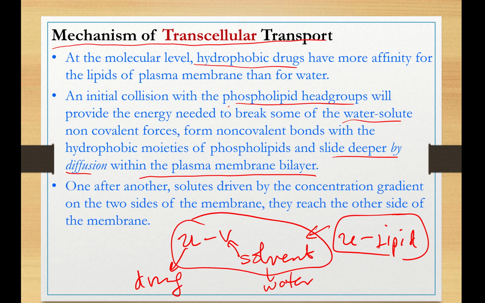Driven by a concentration gradient on the two sides of the membrane, they reach the other side of the membrane. So again, I repeat this method. First, these drugs, being hydrophobic, collide with the phospholipid head groups of the membrane. Because they have affinity for lipids much higher than that of water, they create bonds, attractive forces with the membrane. They slide through the interior of the membrane, and slowly they get to the other side of the membrane because of the concentration gradient.